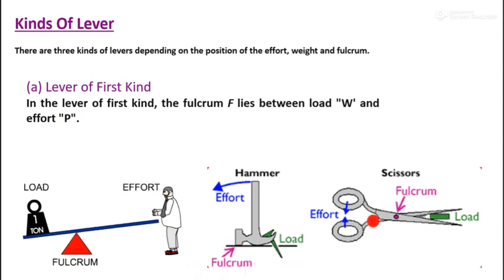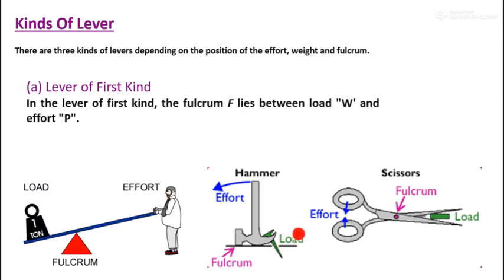You can see a hammer and scissors. The fulcrum is in the center, the part which rotates about a fixed point. When the fulcrum is between the effort and the load, this is called a lever of the first kind. Hammer and scissors are common daily-life examples of the first kind of lever. Here the load is on one side of the fulcrum, and we apply the effort on the other side, rotating about the fixed point.